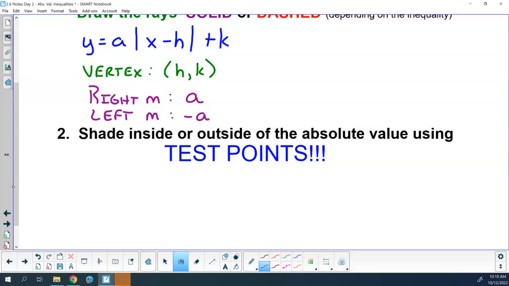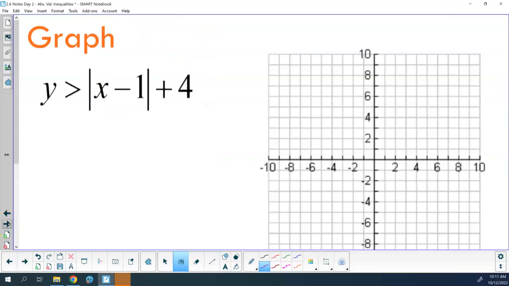And the test point process is the same as it was on Monday. Pick any point. Origin is the best as long as you don't go through it. Plug it back into your original inequality. True statement, shade that way. False, shade the opposite. Okay? Let's put it to work.